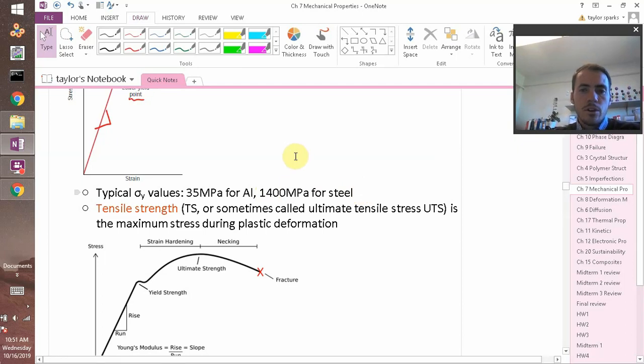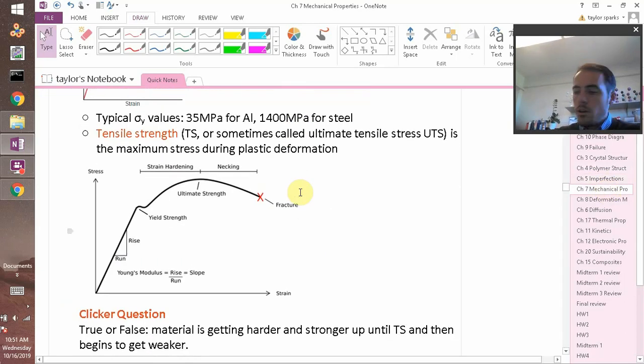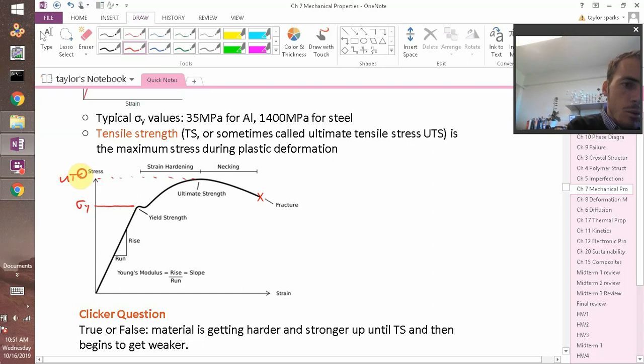Now, there's another term that you should be aware of. Right here, here's where it yielded, right? That would be your yield strength. But up here, we often call that UTS, which is your ultimate tensile strength. Sometimes they'll call it tensile strength, TS, or ultimate tensile strength. It's all the same thing. It's the point in the curve where, after it clearly started deforming, it still was taking a higher and higher load until some point, and then it takes a smaller and smaller load until it fractures.